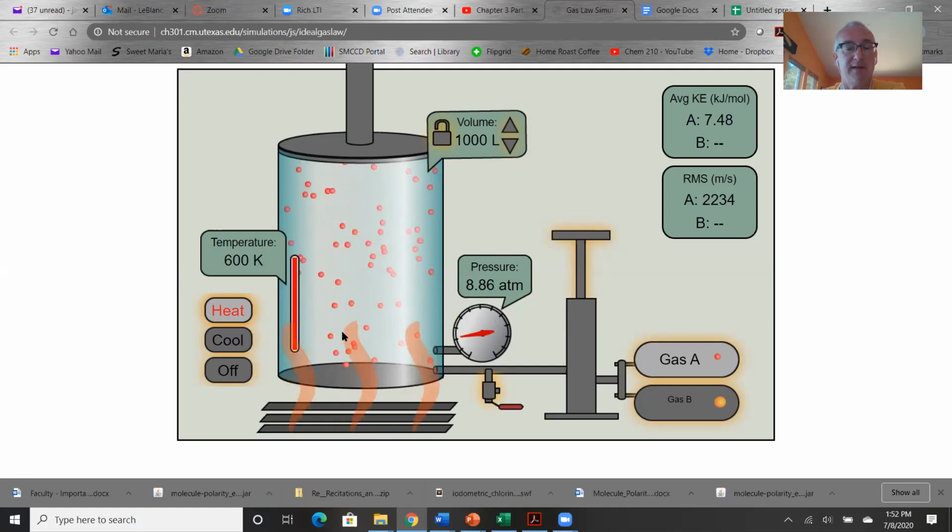Now for these experiments, you're either going to be changing the temperature and seeing the effect on volume or pressure, or you're going to be changing the amount of gas and seeing the effect on volume and pressure. So those are the things you can change: the temperature, the volume, or the amount of gas. You don't have control over the pressure. That will vary depending on whether you change the temperature, the volume, or the amount of gas. But everything else you can change.